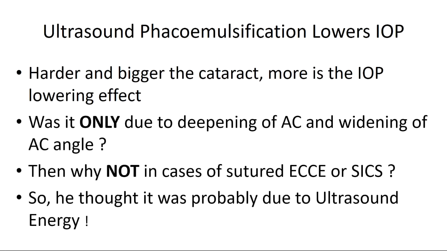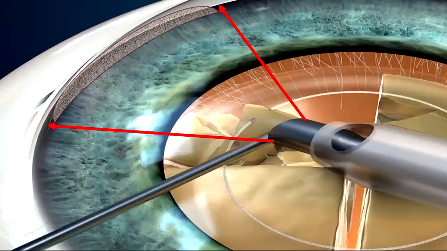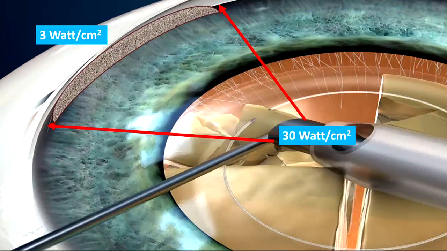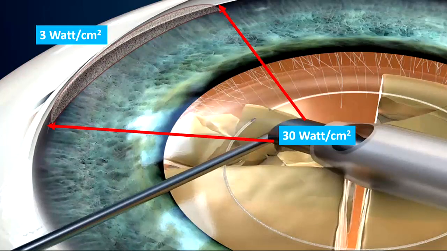So Dr. Donald thought it was probably due to ultrasound energy. Spray of the stray ultrasonic energy is actually cleaning the trabecular meshwork by an ab-interno approach because of the sonomechanical vibrations. While giving 30-watt energy at the phaco tip, we are unknowingly also giving 3-watt energy to the opposite one quadrant of the trabecular meshwork.